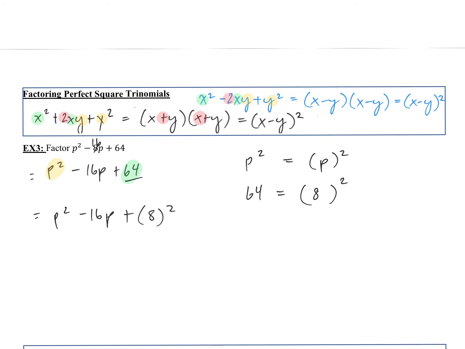So that was the first test, to make sure the first term and the last term were perfect squares. The next thing to see is the middle term: 2 times the first term times the last term.